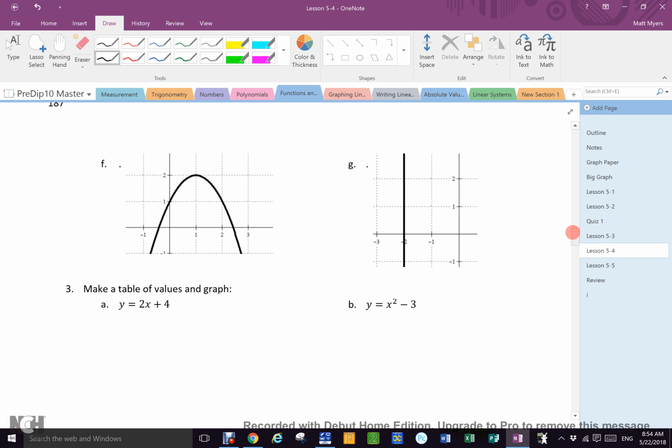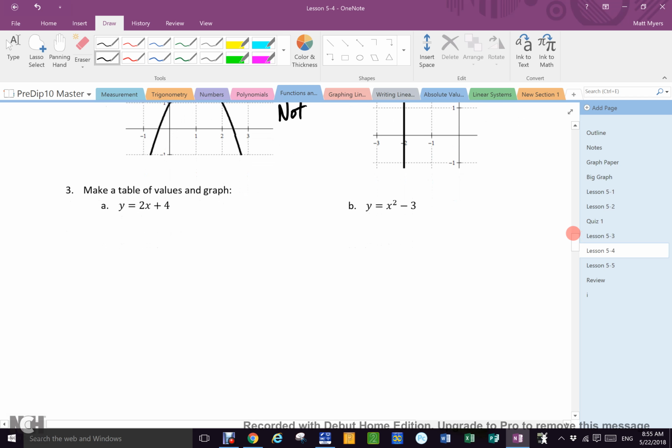Not linear. Why? Well, it's curvy. But in reality, why? The rate of change isn't constant. Because look what happens. From here to here, it barely goes up. But from here to here, it goes up a lot. So again, let's use real terminology. The rate of change isn't constant. What about G? Yes, because linear means the rate of change is the same.